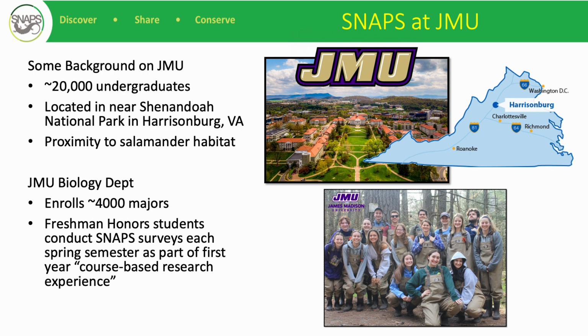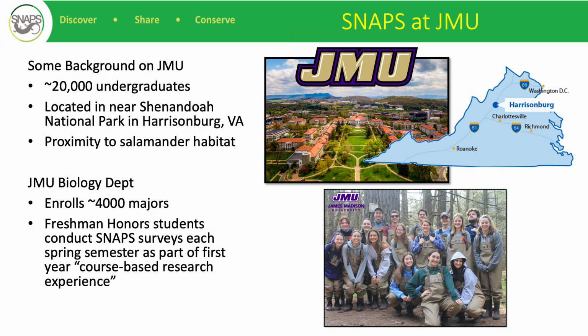JMU is a primarily undergraduate institution with a little over 20,000 undergrads. As you can see on this map, JMU is located in Harrisonburg, Virginia, about 2 hours southwest of Washington, D.C., near Shenandoah National Park and the Appalachian Mountains. A great place for sampling salamanders, conveniently enough.